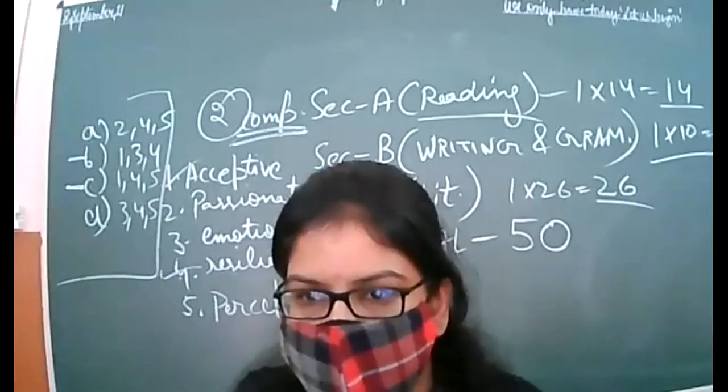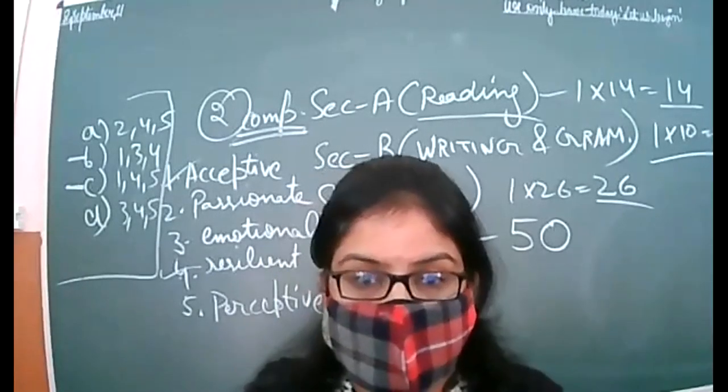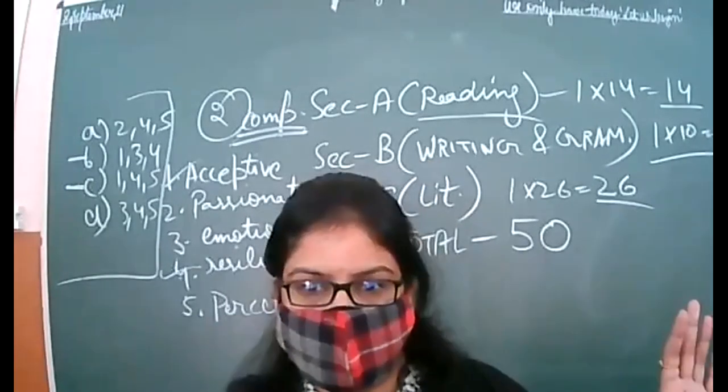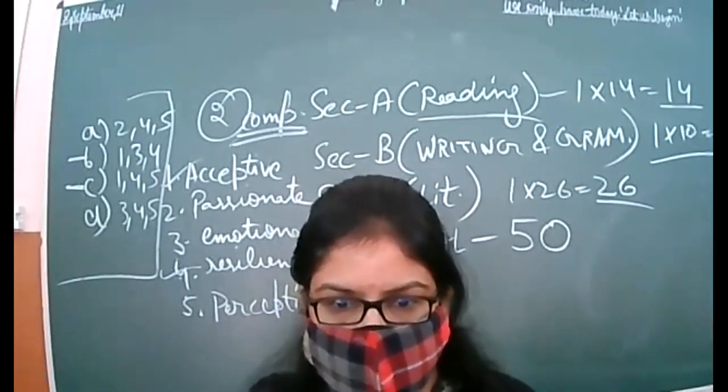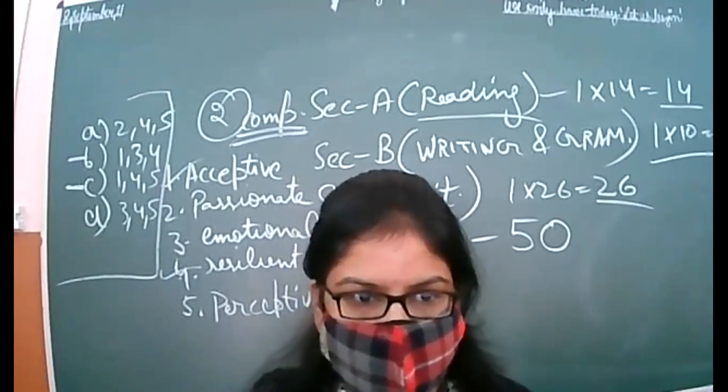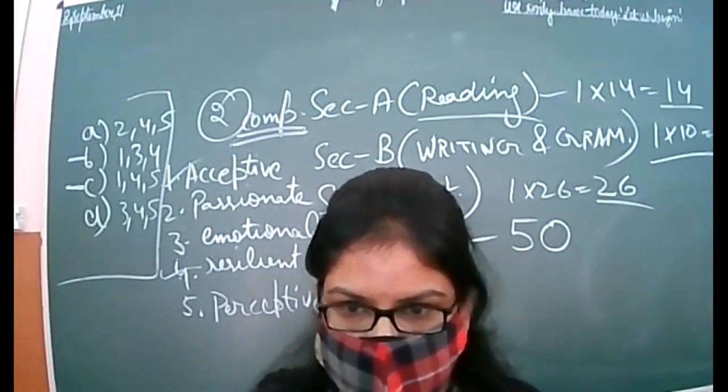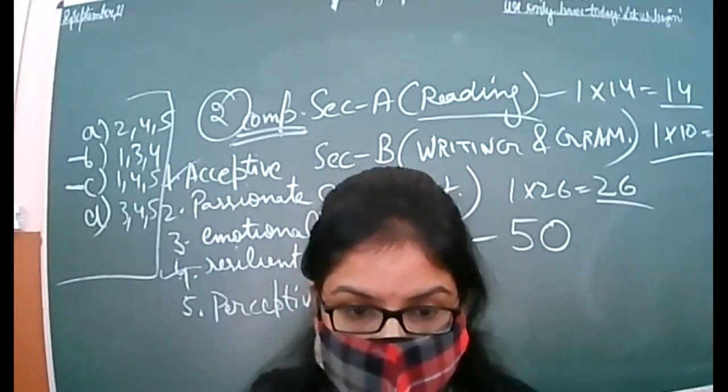Yes. So, is it clear? Fine. Is it clear, beta? 14, 10, 26 equal to 50. This will be your and such sort of questions. So let me continue.